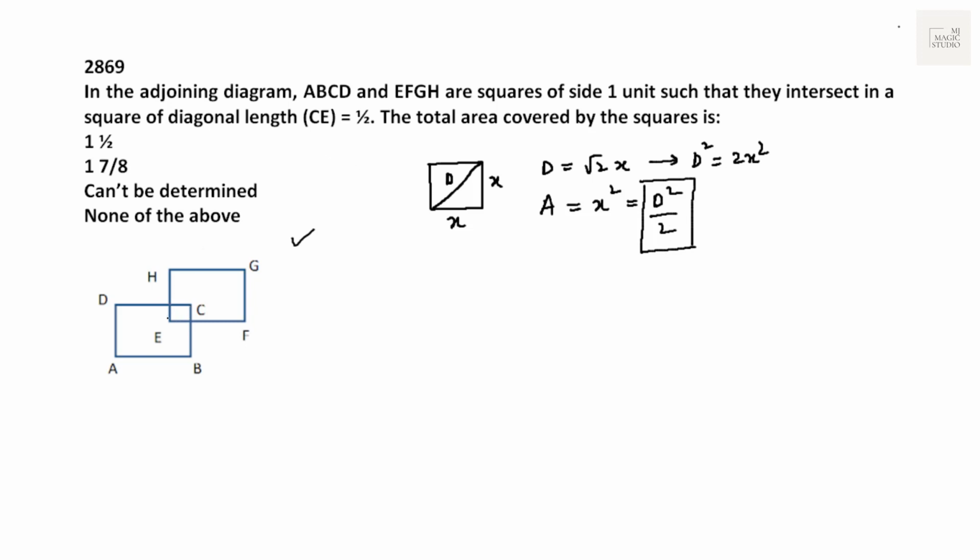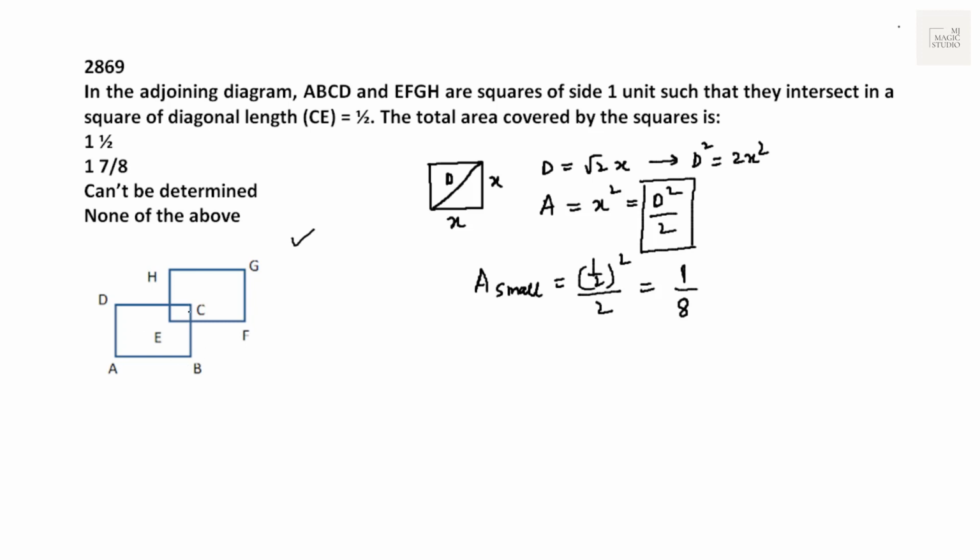Now of this small square where diagonal length is half, area of this small square is half square by 2, that is 1 by 4 by 2, that is 1 by 8. That is the area of the small square. Now the question asked is what is the total area covered by the squares?